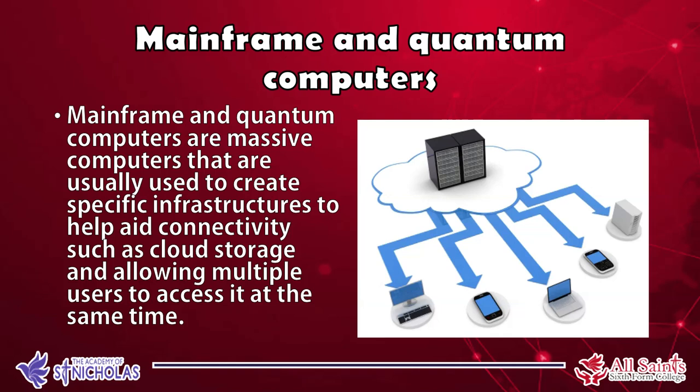Also, it is massive, okay? Facebook have got big, massive server rooms, so when you post an image on Facebook, it will get stored, not in this thing called the internet, it will get stored on a server inside of a mainframe or quantum computer, depending on where it is. So normally, it will be stored in America. That's where Facebook is normally stored.